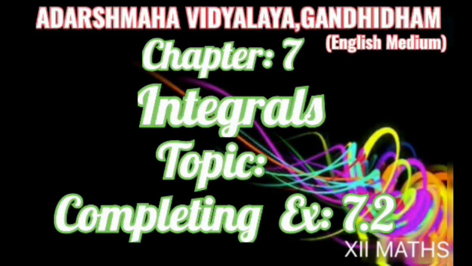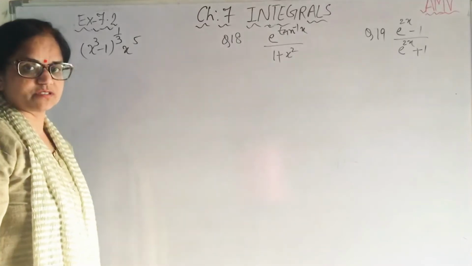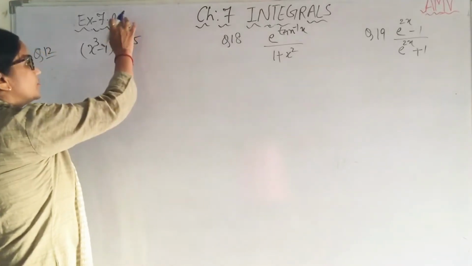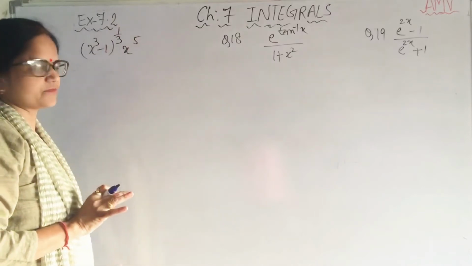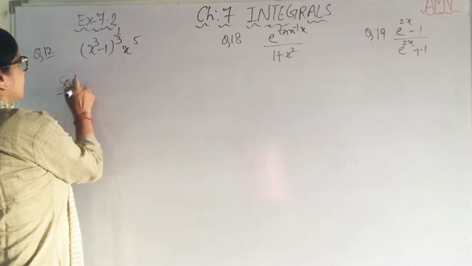Today's topic is exercise 7.2. Students, I have randomly taken some questions from exercise 7.2. You solve all the questions, and if you have any doubt, you can ask. Now start question number 12.